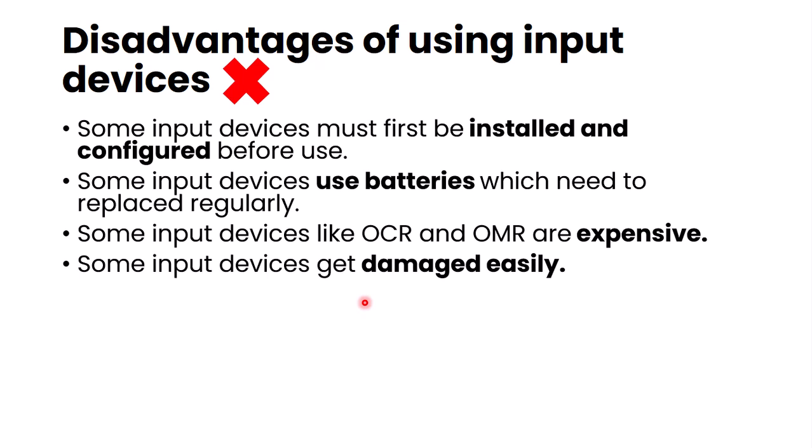Some input devices get damaged easily. For example, the wireless keyboards and the wireless mouse. You buy it and then within a few days or weeks or months, it gets damaged. You just have to throw it away and buy another one.